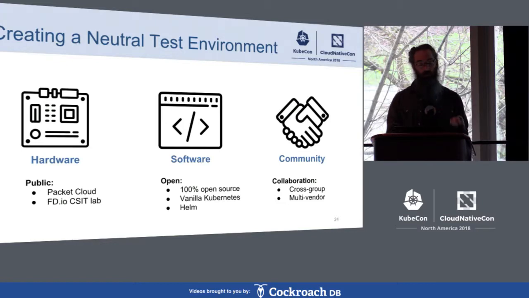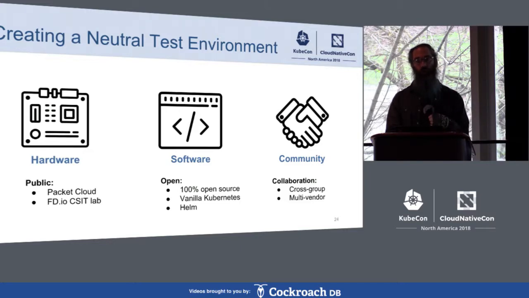And then we look at software. Everything's 100% open source for us. In the NFV world, you're going to have both, but we're looking at how do we get people to collaborate on these types of open testing. Vanilla Kubernetes for what we're looking at today. That's going to be across the board when we're doing comparisons like OpenStack or KVM using Helm, and then trying to work with different groups.